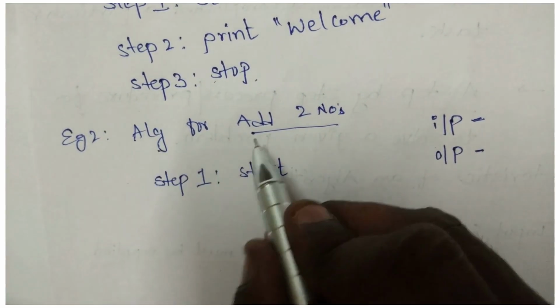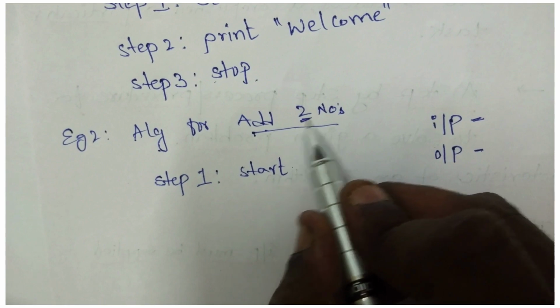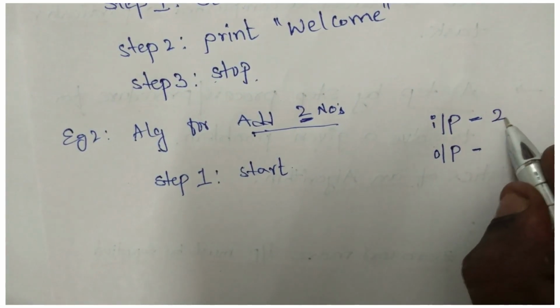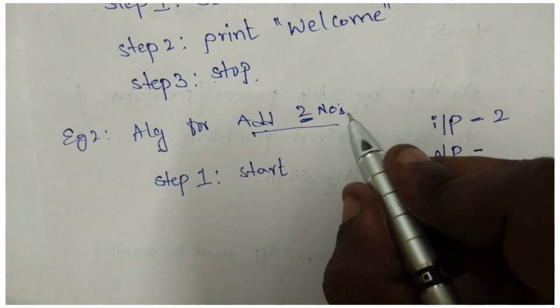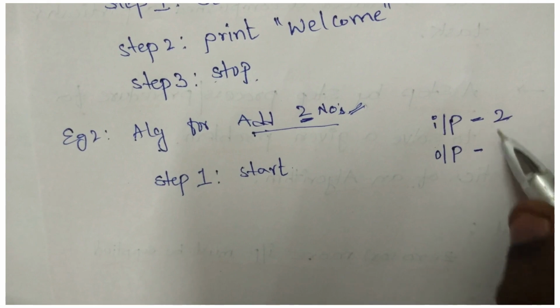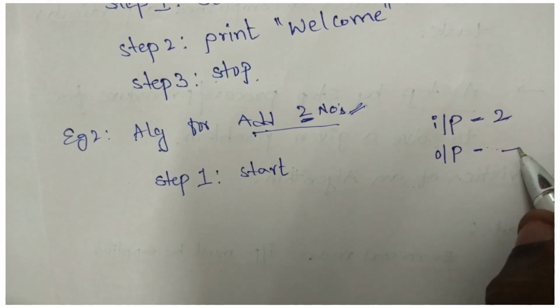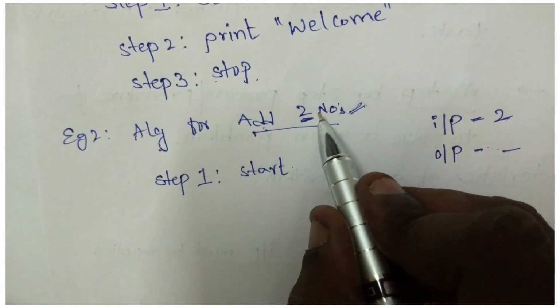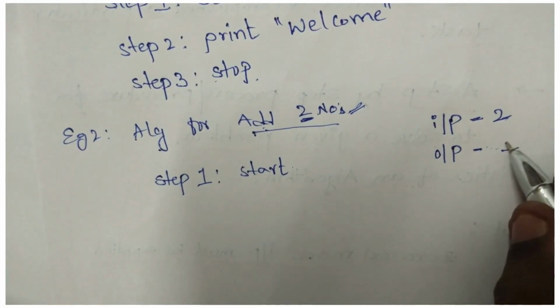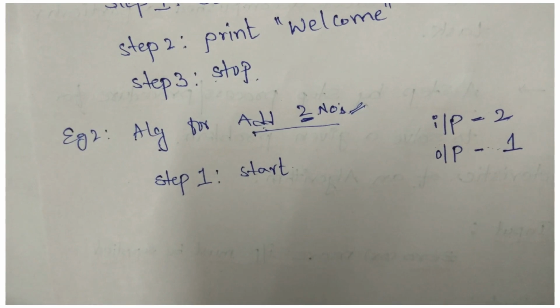Here I want to perform the addition of two numbers. Two numbers means I want to give two inputs from the keyboard. That means the number of inputs required for this problem is two. Now based on these two inputs, how many outputs will be produced? Addition of two numbers means if I add the two values, I get only one value as a result. That means I get one output, right?